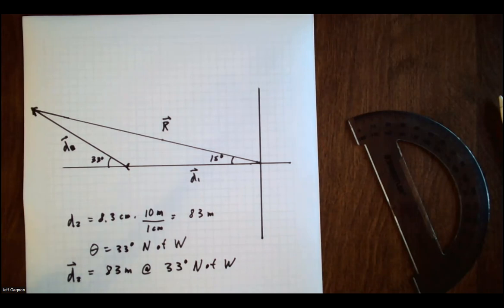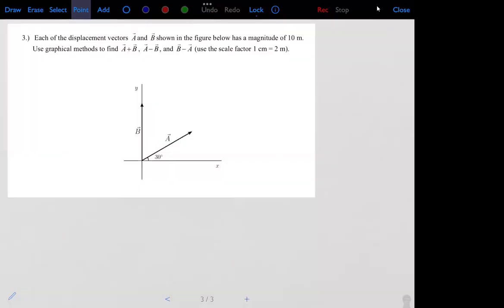Okay. Next problem. Okay, in this question, it says each of the displacement vectors A and B shown in the figure below has a magnitude of 10 meters. Use graphical methods to find A plus B, A minus B, and then B minus A. Okay, use a scale factor of 1 centimeter equals 2 meters.